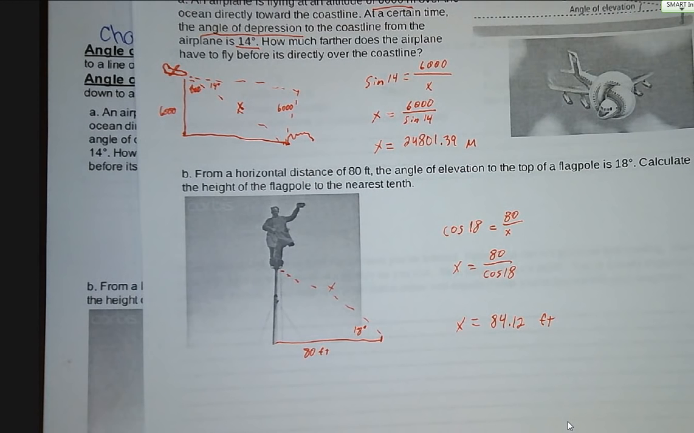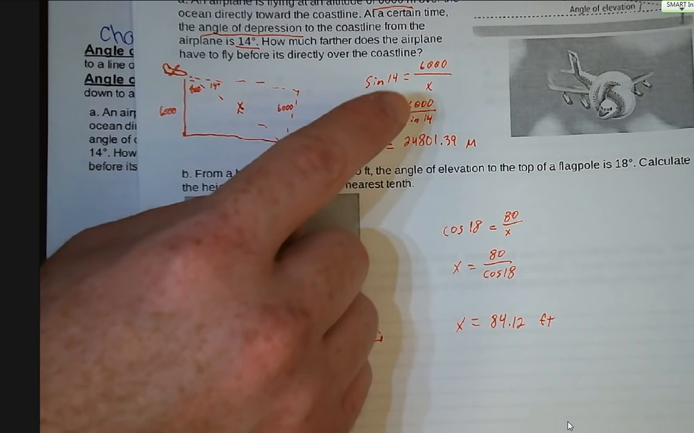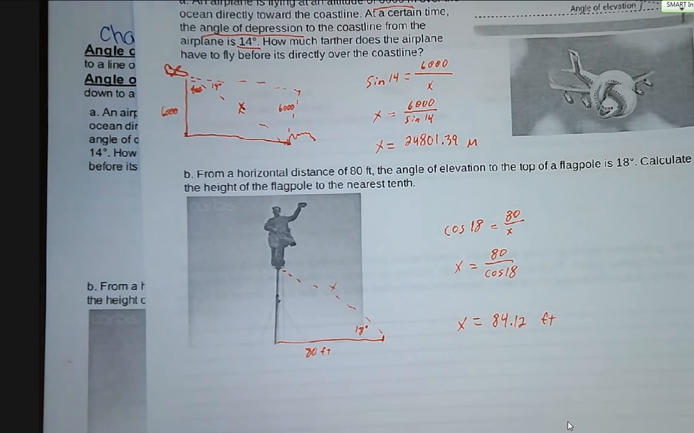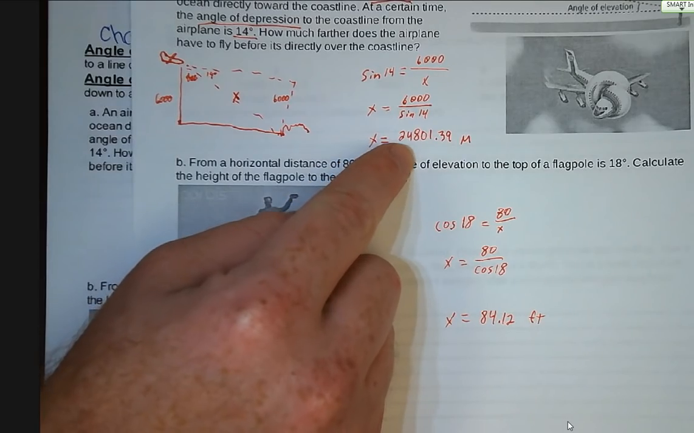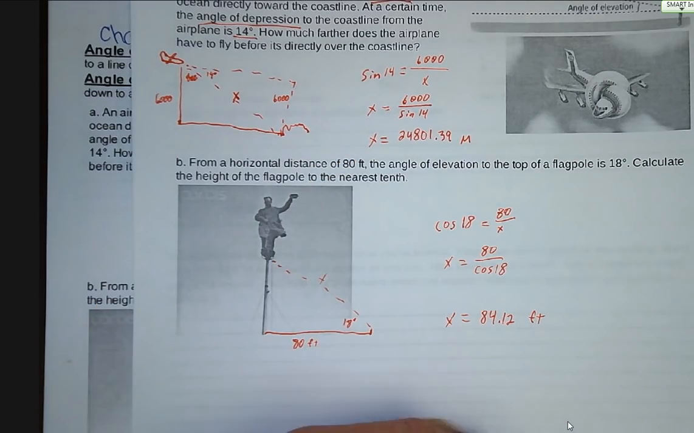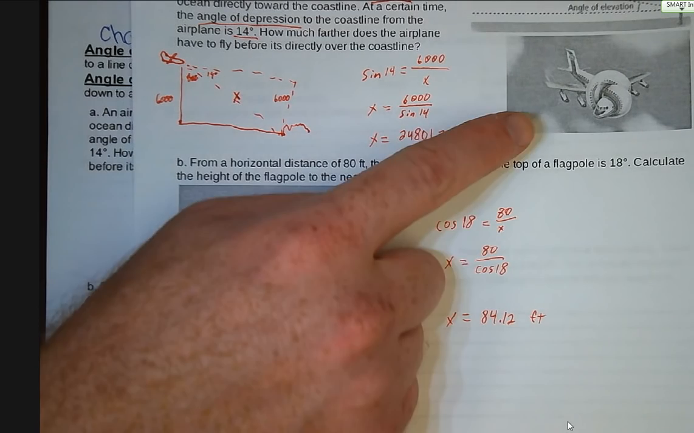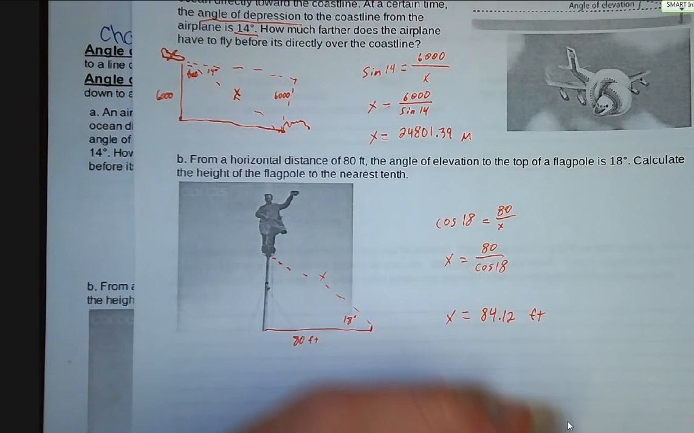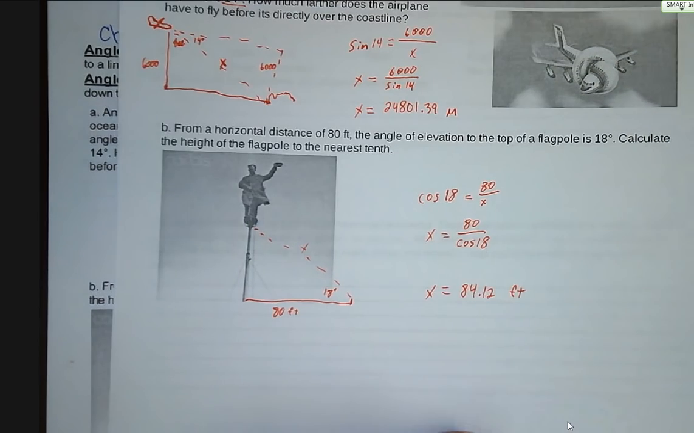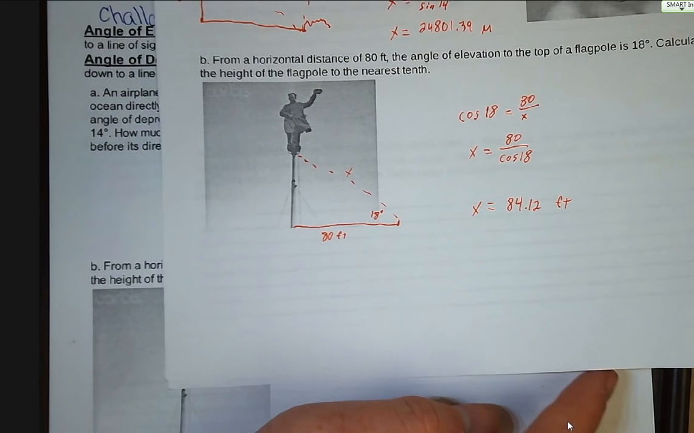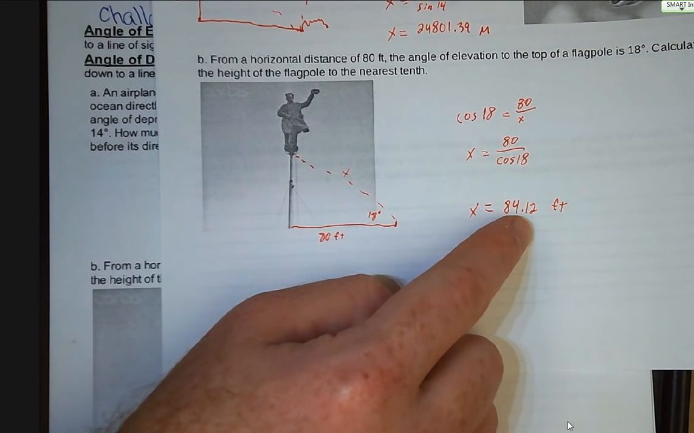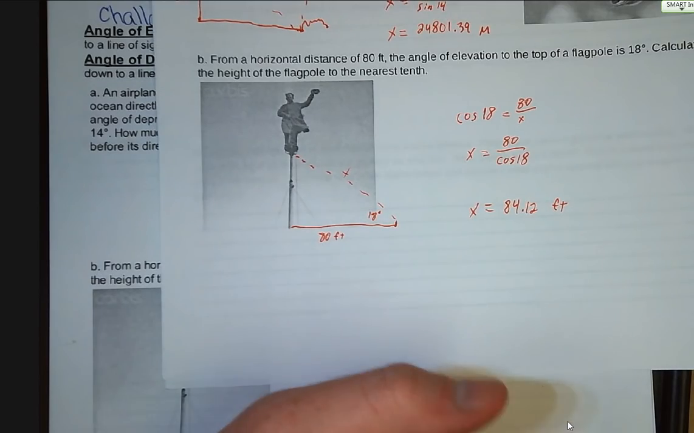Sorry, Publishers Clearinghouse. All right, so for this one, sine of 14 equals 6,000 over x. You go ahead and solve it, and x is equal to 24,801.39 meters. We were just talking about that movie. That's the cover of it. All right, letter B, from a horizontal distance, height at the top of a flagpole, 84.12 feet is what you would get.